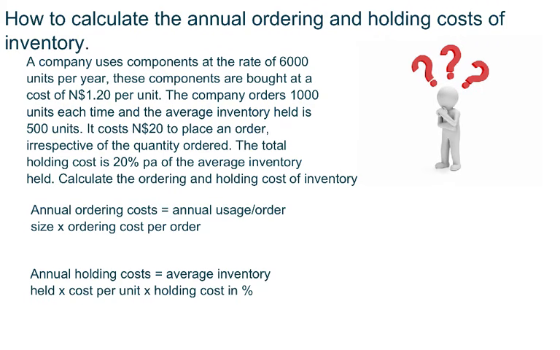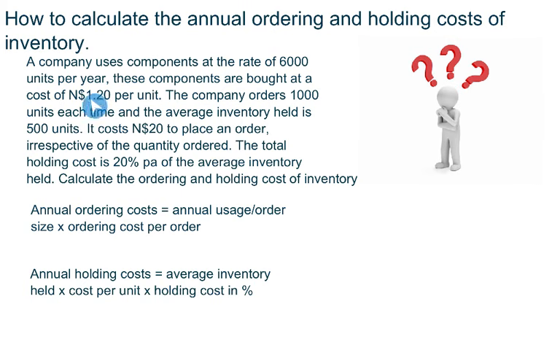Now it's very important because we spoke about ordering costs and holding costs. But how do we calculate those? So I will quickly give you one example. I will read out the information and then we can do this example. So a company uses components at a rate of 6,000 units per year, and these components are bought at a cost of $120 per unit. So they use 6,000 per year and you buy it at $120 per unit.